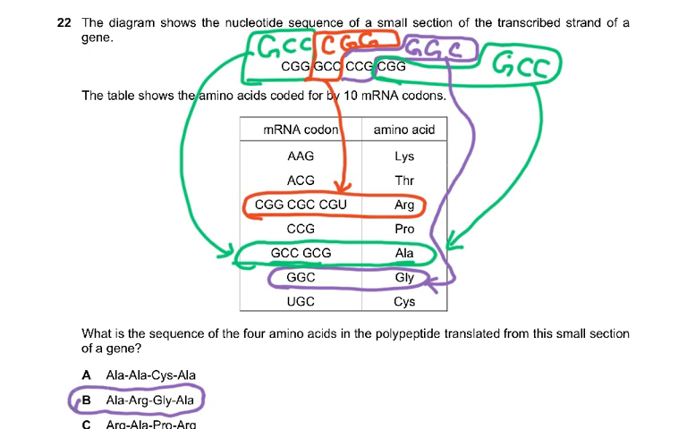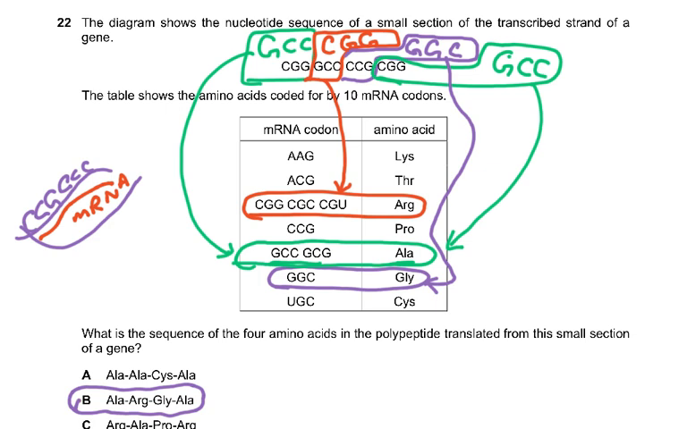It says the diagram shows the nucleotide sequence of a small section of the transcribed strand of a gene. So this is the DNA, double helix. And this one is a transcribed strand. So this is the mRNA being made. So they are telling you that this is the transcribed strand. So the DNA has CGG, GCC. So you've got to figure this out. What is it going to be? So this is how I figured it out. I've shown it to you with different colors. And question number 22.